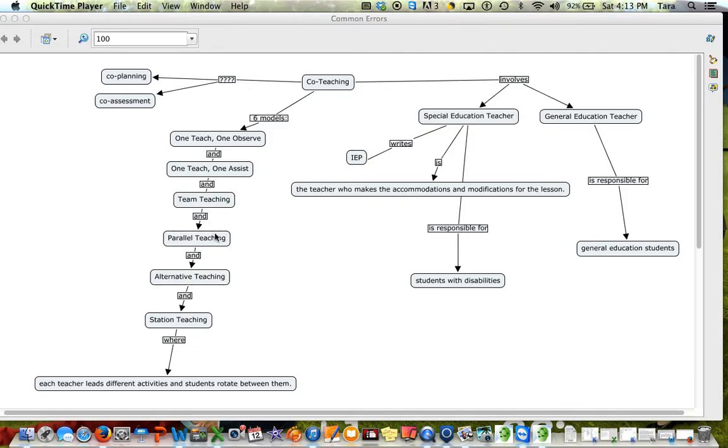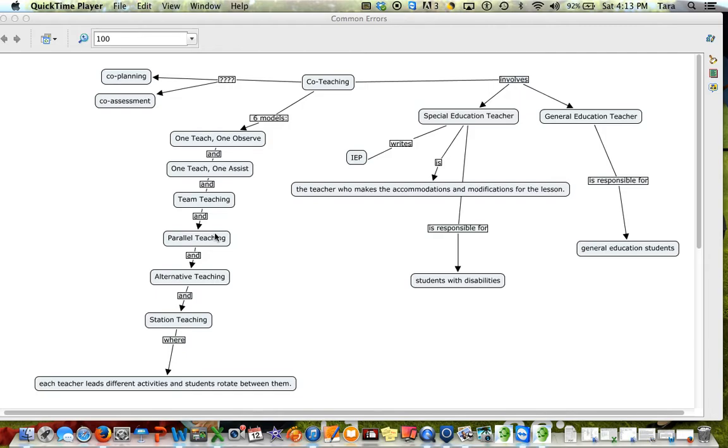I'm going to show you some common errors that I've found that people make on their concept maps that will cause you to lose some points. So hopefully you can follow this, and then I'll show you a good example so you can check your own work before you submit it.